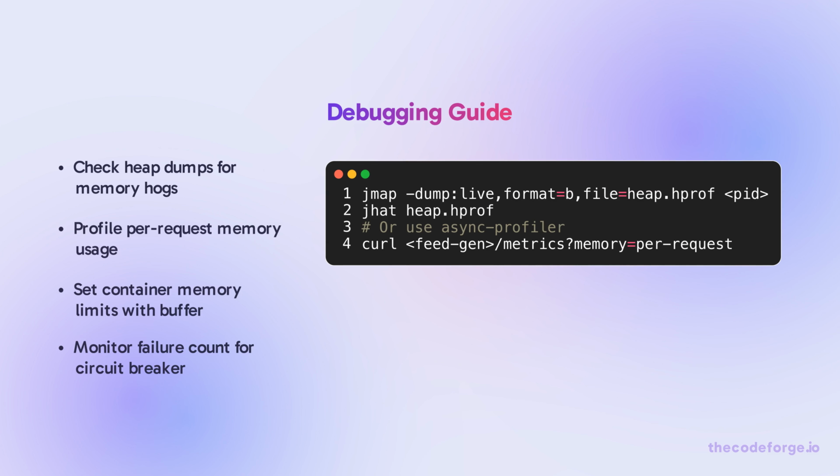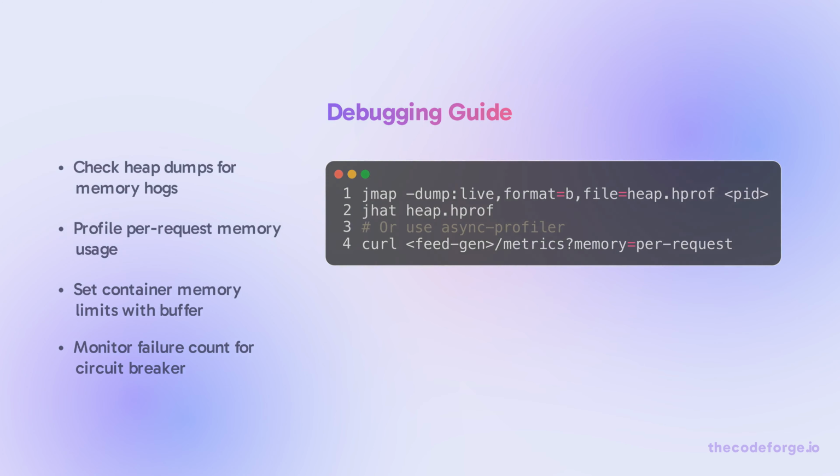To debug OOM issues, take heap dumps and analyze them. Profile per request memory usage. Set container memory limits with a buffer. For circuit breakers, monitor failure counts and adjust thresholds.